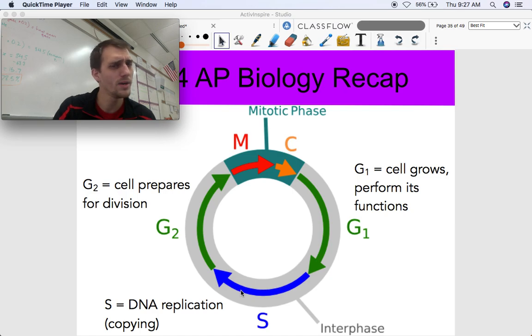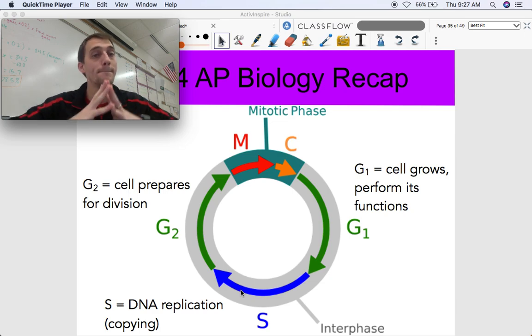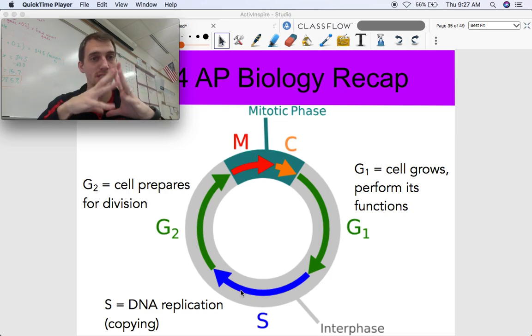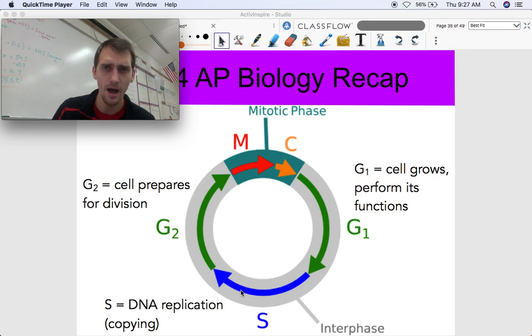Okay, what is DNA replication? It is copying. Why do you need to copy your DNA? Well, mitosis, everybody, is all about a cell making a copy of itself and splitting into 2 exact identical, what we call daughter cells. And if you're trying to make 2 identical cells, well, you have to have identical DNA. Hence, this is where the copying comes from, the DNA copying, and that happens during S phase.